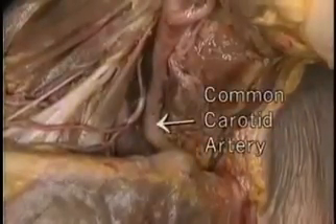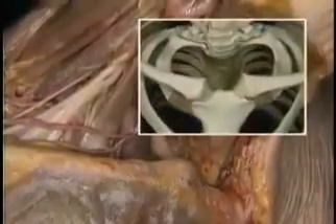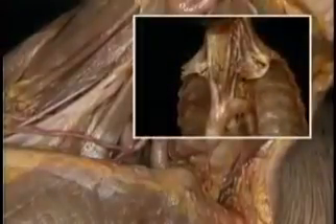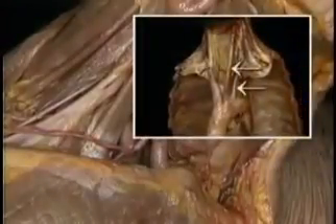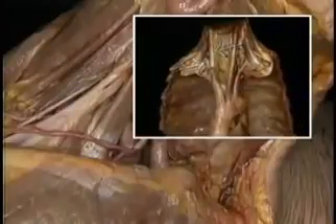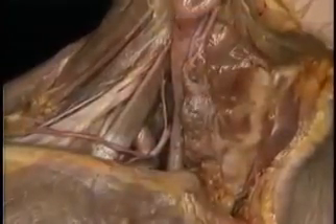Here are the common carotid and subclavian arteries coming up through the superior thoracic aperture. As seen in tape 3, these arise from the arch of the aorta, the two on the left directly, the two on the right indirectly from the brachiocephalic artery. We'll look at the subclavian artery first.